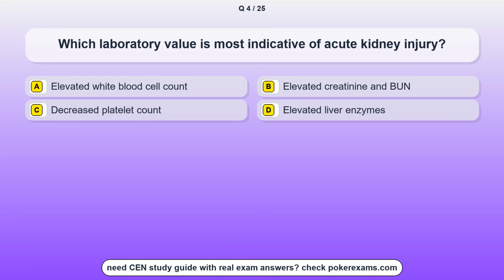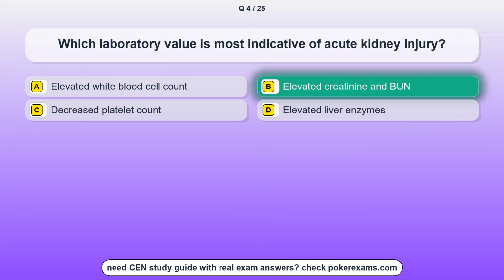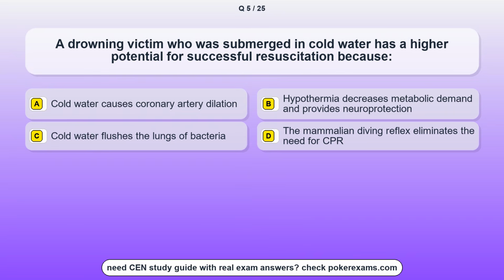Question 4. Which laboratory value is most indicative of acute kidney injury? Option A. Elevated white blood cell count. Option B. Elevated creatinine and BUN. Option C. Decreased platelet count. Option D. Elevated liver enzymes. The correct answer is option B. Elevated creatinine and BUN.